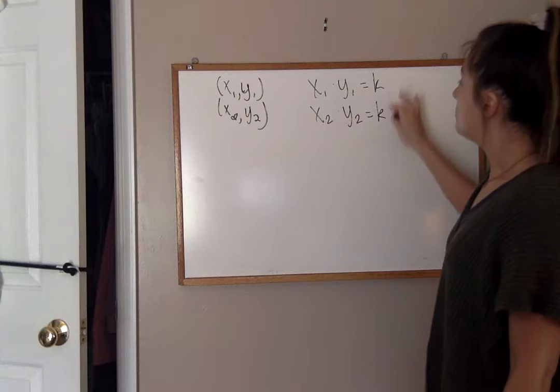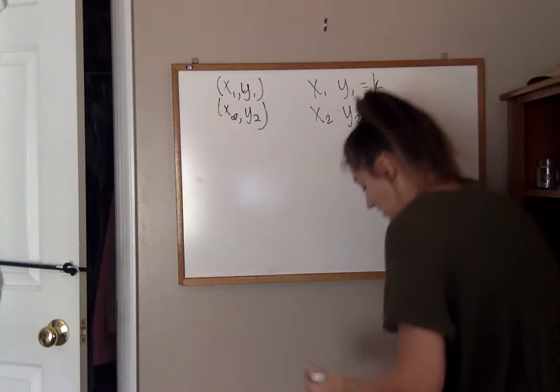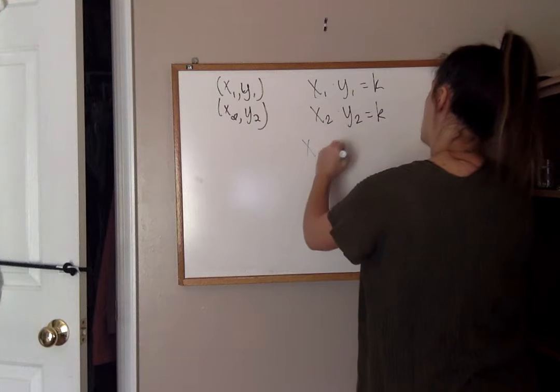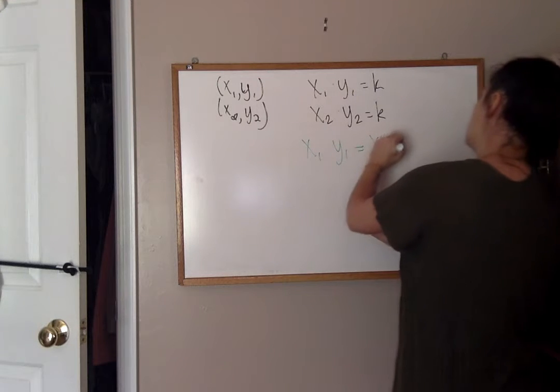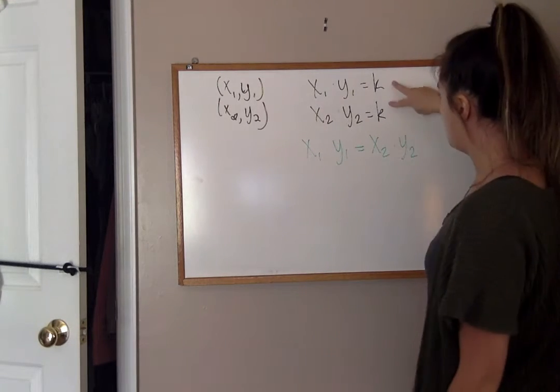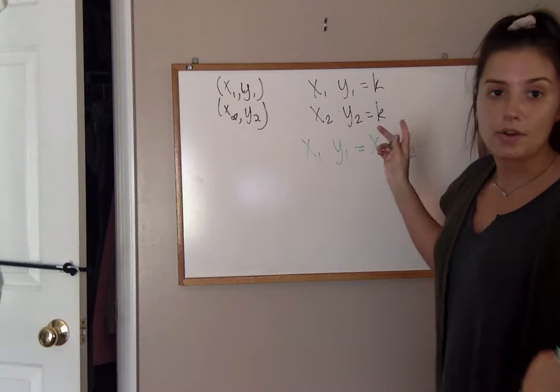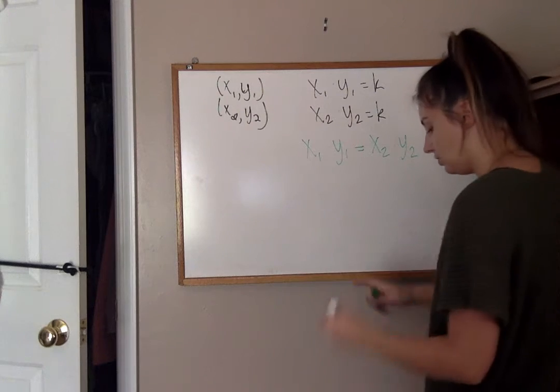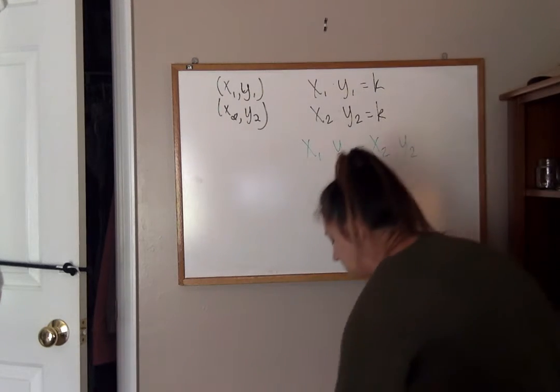So since both of these equal k, then we can say x1 times y1 equals x2 times y2. Because they both equal k, that means they have to equal each other, right? So we're going to use this equation to do these problems at the bottom of the sheet.